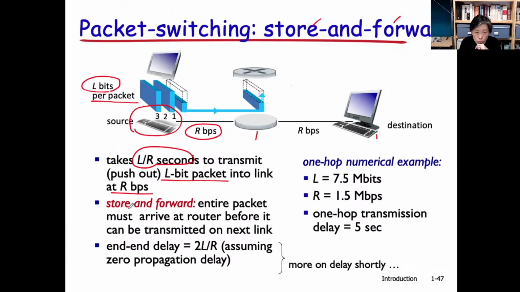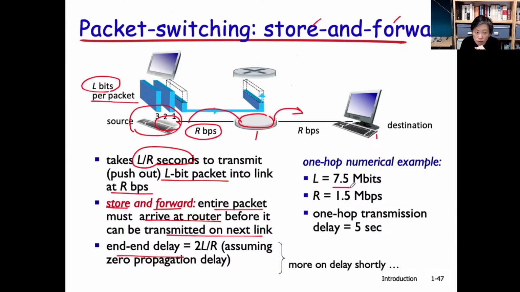On a packet switch network, we need to store the packet entirely before forwarding. So the entire packet needs to arrive at the router before it can be transmitted further. The end-to-end delay will be what? L divided by R for this hop, because to send it out, it requires L divided by R. This router receiving it waits until all is received, and then what? Sends it out again. That's another L divided by R.